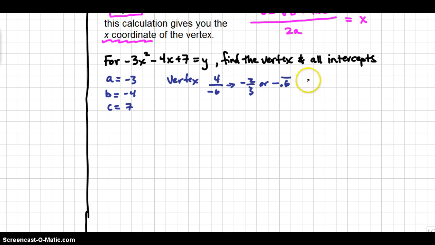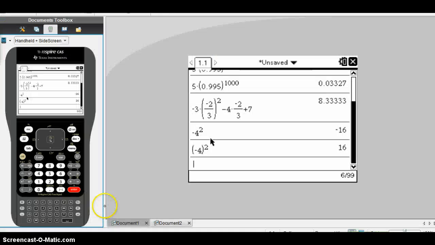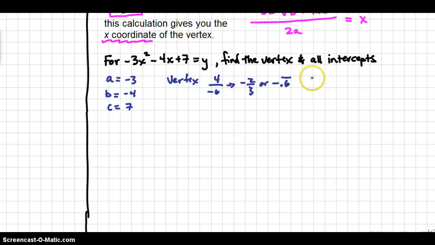To find the y portion, we would simply plug that number into the equation for x and we'd calculate. I've done that on my calculator, so I'm just going to display that next. So right here, I've shown negative 3x squared minus 4x plus 7, and for the x location, I went ahead and filled in negative 2/3. So when I calculated that and hit enter, I got 8.3 repeating, or 8 1/3. So let's go ahead and write that.